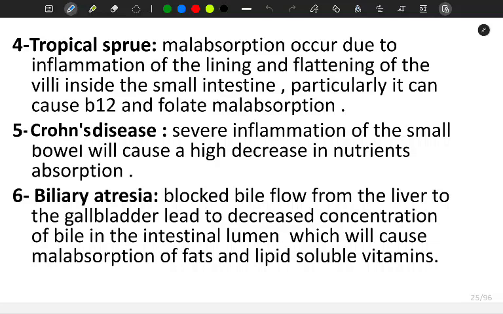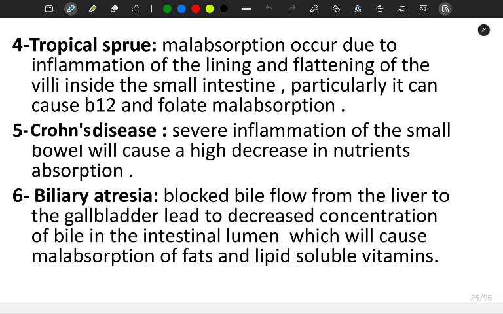Crohn's disease, severe inflammation of the small bowel, will cause a large decrease in nutrient absorption. Crohn's affects any area, patchy involvement, skip lesions from the mouth down to the anus. It can affect the small intestine, and can affect the terminal ileum, the areas that actively absorb. So Crohn's disease should be considered.